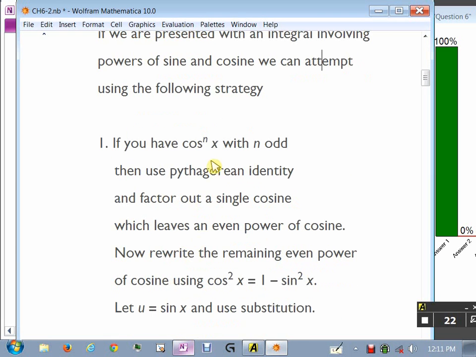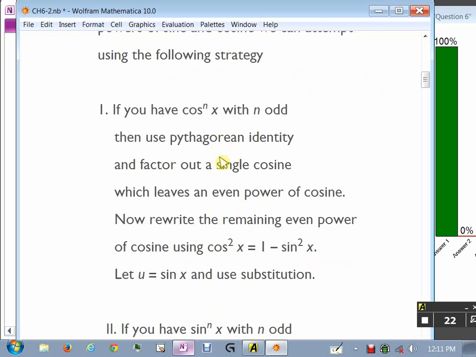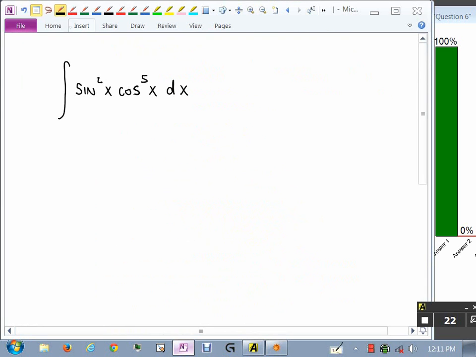Okay, so if we have cosine odd, we're supposed to what? Factor out a single cosine this time, and that leaves us an even power of cosine, and then we use the Pythagorean identity on that one. So let's see. I'm going to rewrite this as sine squared x. Then I'm going to factor out a cosine x, which leaves me how many cosines? Cosine to the fourth. Everyone agree with that? I'm now supposed to work on the remaining even power right here. And I'm supposed to use the Pythagorean identity.